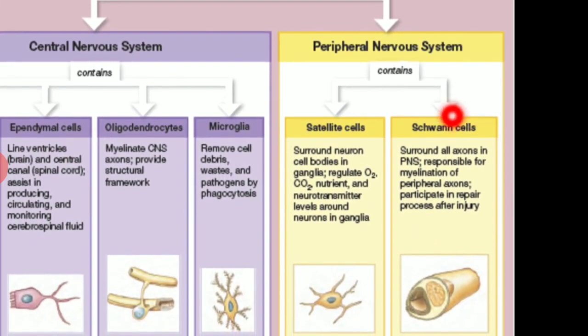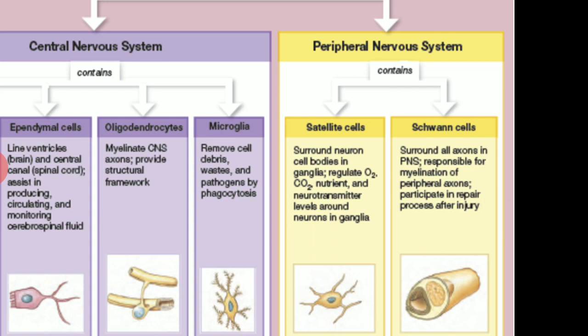Peripheral nervous system: stellate cells and Schwann cells. Stellate cells surround neuron cell bodies in ganglia and regulate oxygen, carbon dioxide, nutrient, and neurotransmitter levels around neurons in ganglia. Schwann cells surround all axons in the peripheral nervous system, are responsible for myelination of peripheral axons, and participate in the repair process after injury.